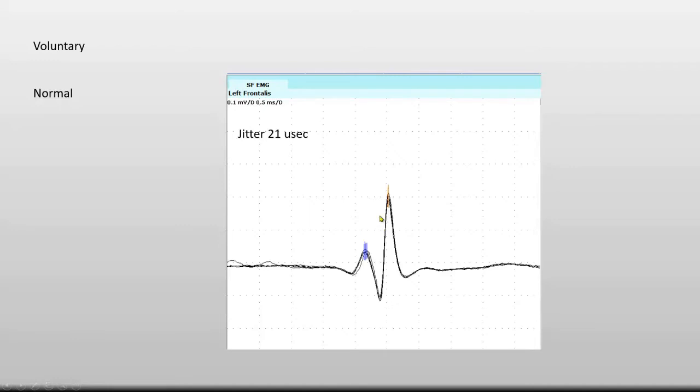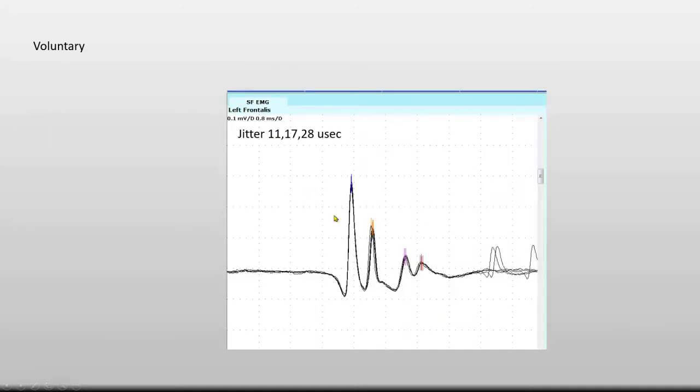Here's another where we trigger on the second one and we see the jitter here 21. And here is a multispike recording. We trigger on the first and can measure the jitter between 1 and 2, 1 and 3, 1 and 4 with the different jitter values here.